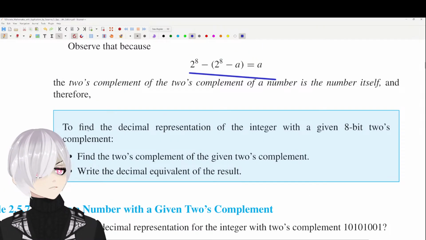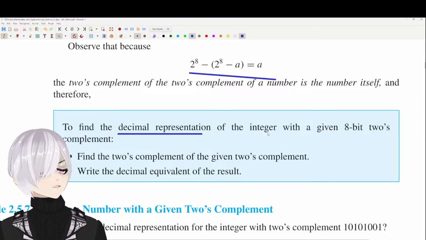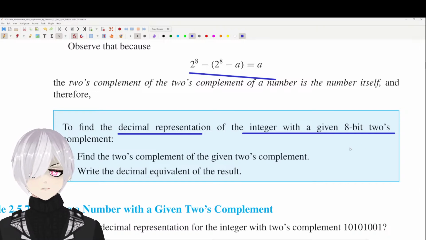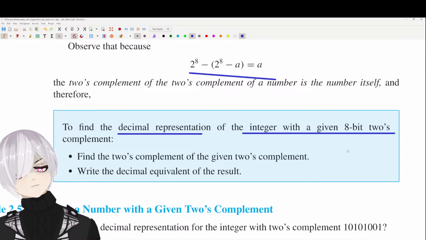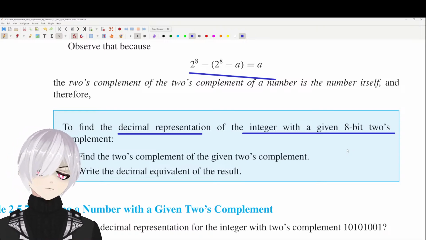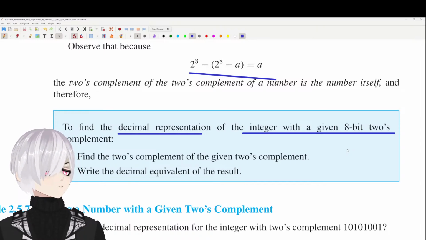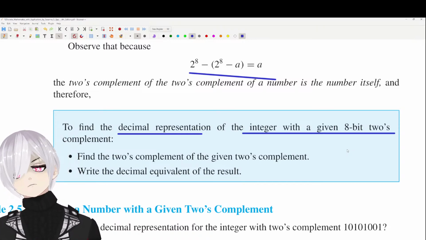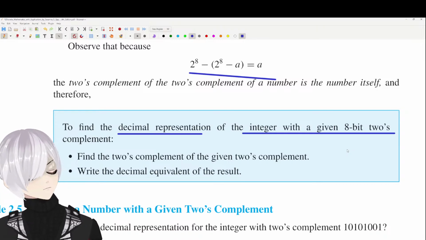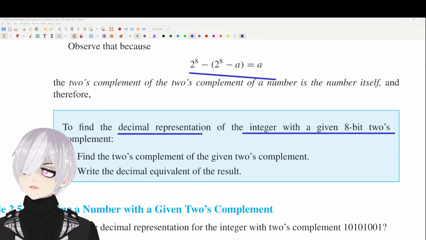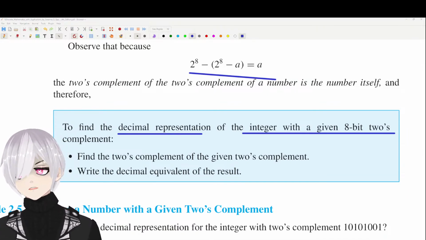So what was the point of doing this again? The goal is, we already saw, given a number in decimal notation, how can we get the two's complement? And what if we want to go in the reverse direction? We're given a two's complement in binary notation. So we find the two's complement of the two's complement, and that gives us the binary representation of the original number. Then we can write that in decimal notation, and then we have the decimal notation of the original number.